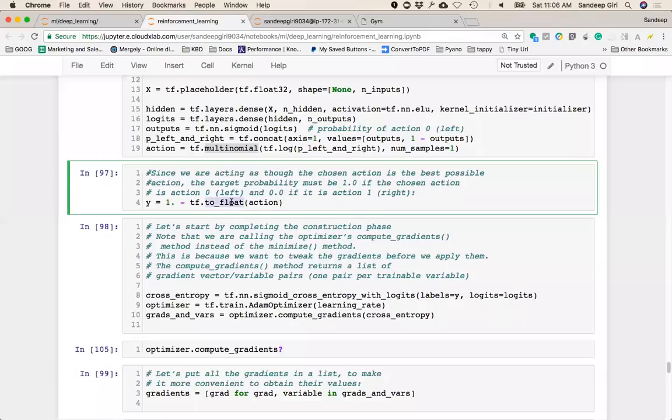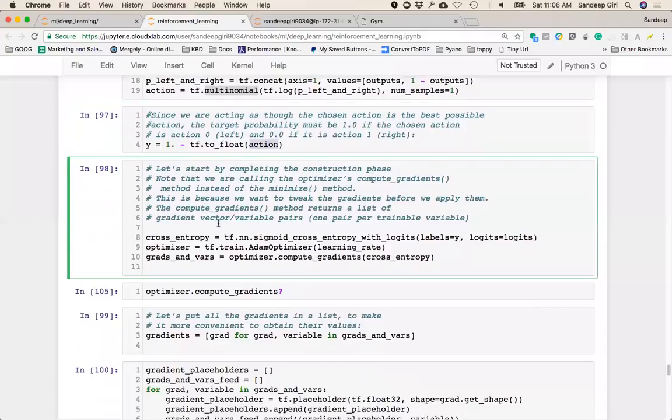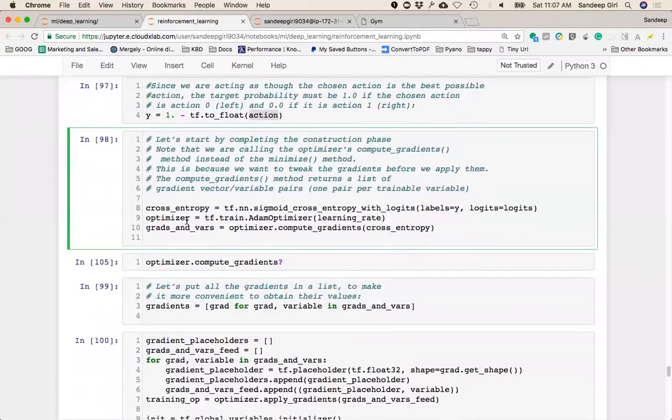So this is what it does. Whatever action we took, if action is 0, that means we want to go to left, otherwise we want to go to right. That's what this action means. Next, we are defining the cross entropy, which is a usual cross entropy.